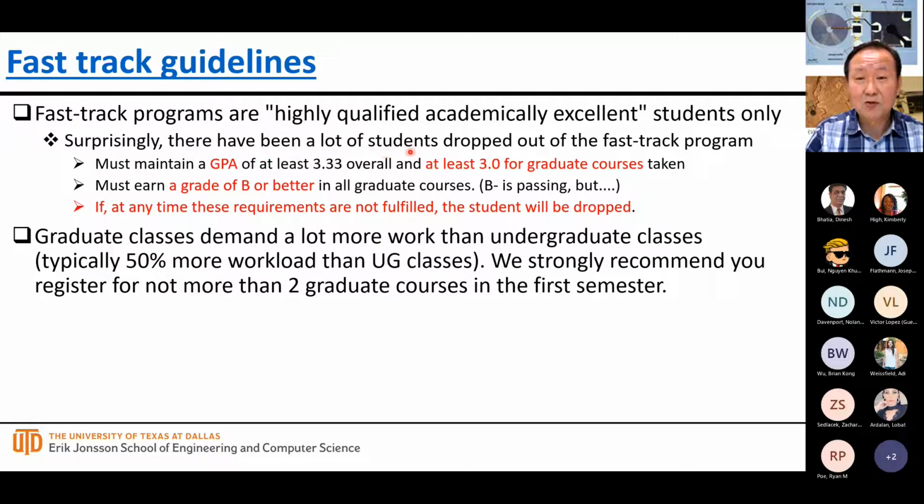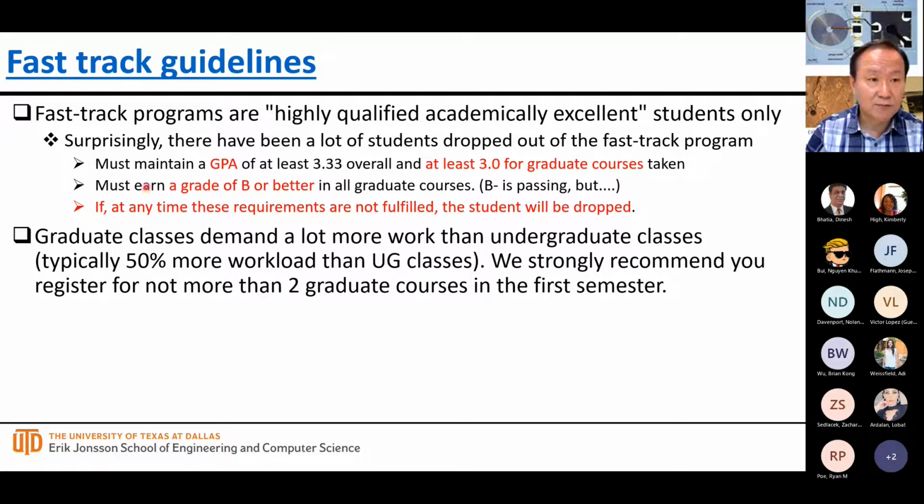Surprisingly, there have been a lot of students who dropped out of the Fast Track program. So in several years of this experience, I have seen a bipolar distribution. Many of the Fast Track students are doing very well in graduate classes. There are some students, I would say up to 1/3 of the Fast Track students, who struggle, okay? And they drop out of the Fast Track program, okay?